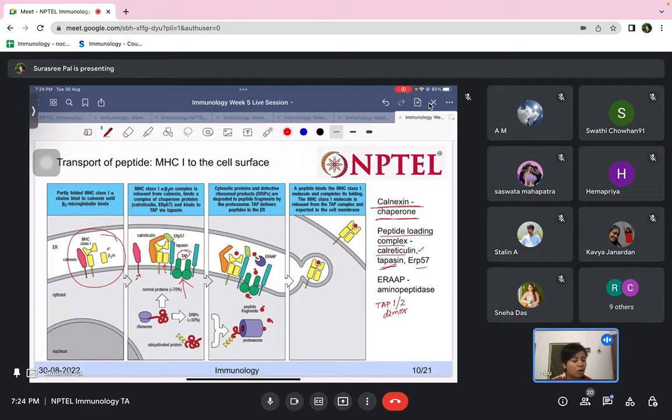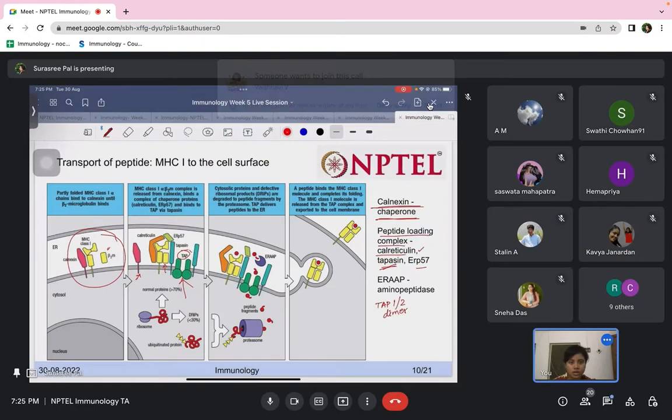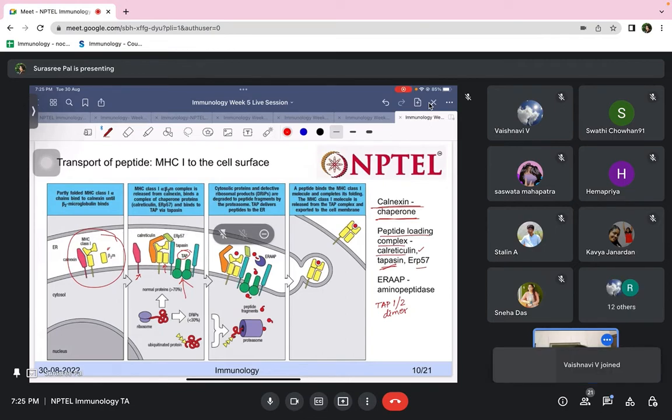What is the role of ERP57? ERP57 is an oxidoreductase. What it does is that it helps to break and form the disulfide bond between the MHC domains. Okay, so this forms the peptide loading complex. Until the suitable peptide arrives, it holds the MHC molecule.